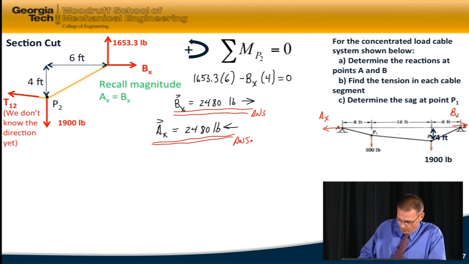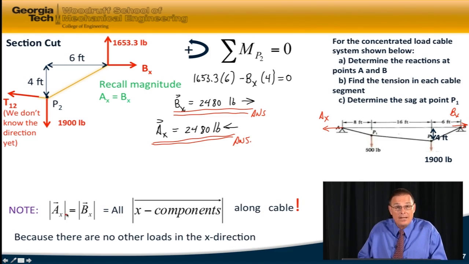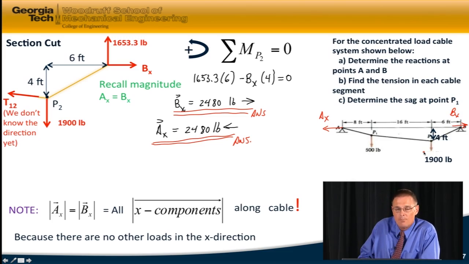There's one other thing I want to note we'll use in later problems. We see that the magnitude of AX and the magnitude of BX are the same all the way along the cable, and that's the same as any X component for a cut along the cable because there are no other loads in the X direction. So anywhere I might cut the cable, I'll know that the X component of the force will have to be equal to that 2,480 pounds. And that's going to be a very useful fact. We'll use that as we continue on and solve the other two parts of the problem beginning with the next module.